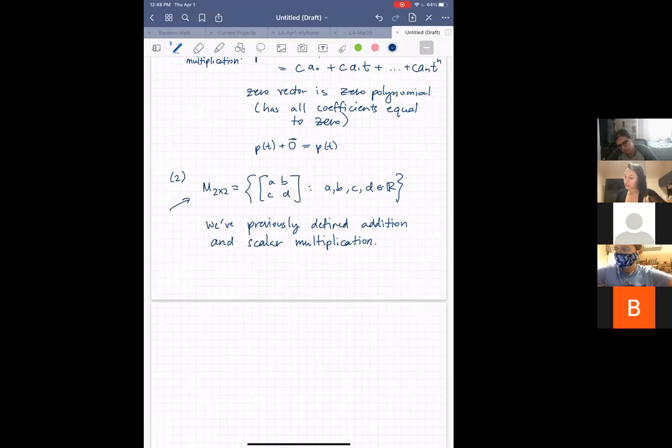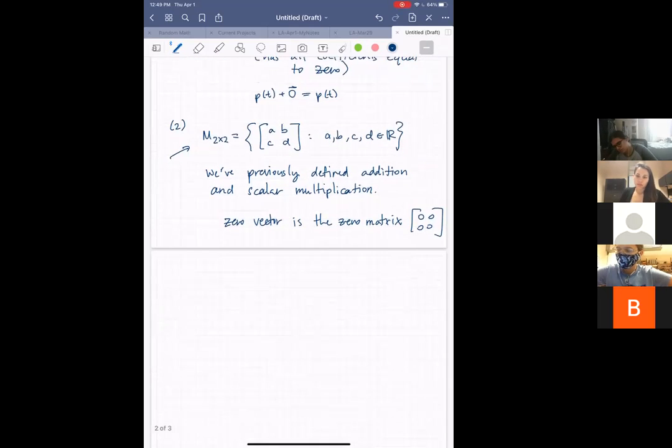Right. So we have these 2 by 2 matrices. We have already defined addition and scalar multiplication, so we'll just use those as our two operations. And the 0 vector in this case is just the 0 matrix, the one with 0, 0, 0, 0, right? Okay, so this is another interesting example.